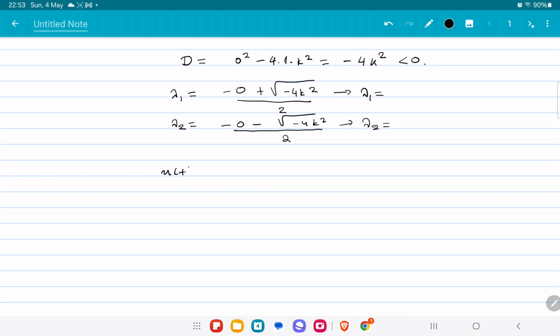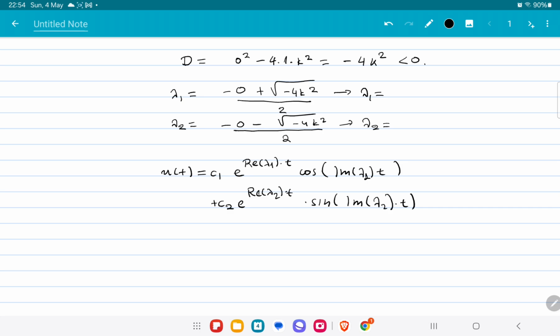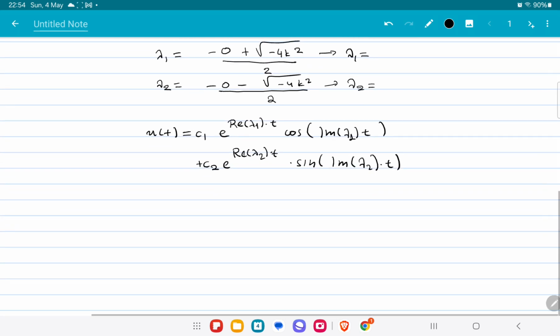And the general solution is going to be C1 e to the real part of lambda 1 times t, cos of the imaginary part of lambda 1 times t, plus C2 e to the real part of lambda 2 times t, times sine of the imaginary part of lambda 2 times t. This is going to be the general solution. C1 and C2 are going to be real numbers.